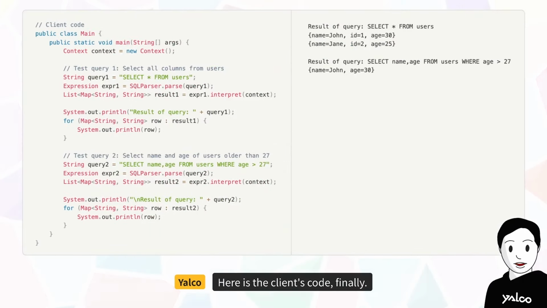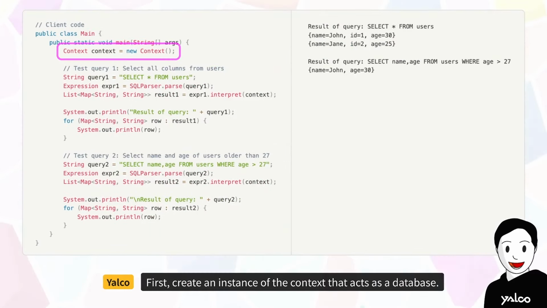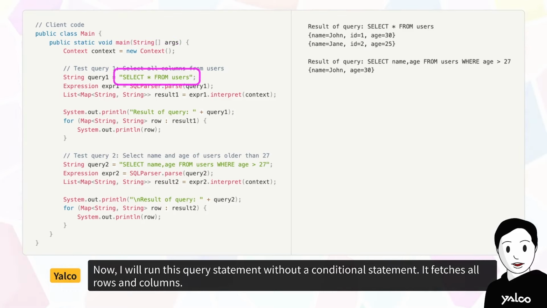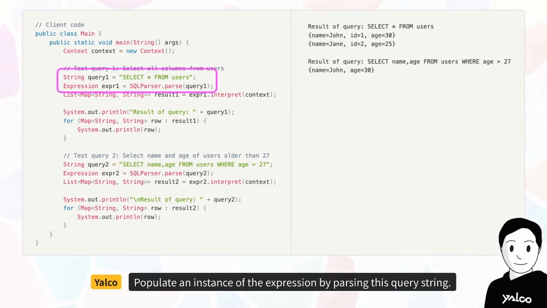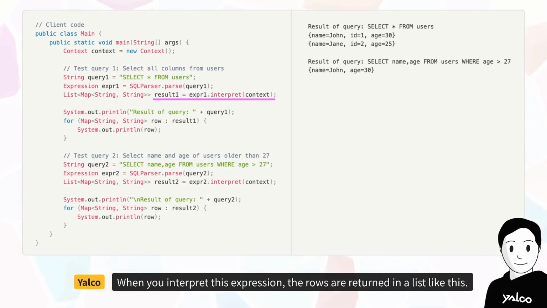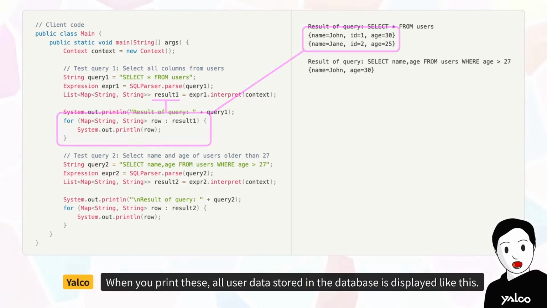Here is the client's code finally. First, create an instance of the context that acts as a database. Now I will run this query statement without a conditional statement. It fetches all rows and columns. Populate an instance of the expression by parsing this query string. When you interpret this expression, the rows are returned in a list like this. When you print these, all user data stored in the database is displayed like this.